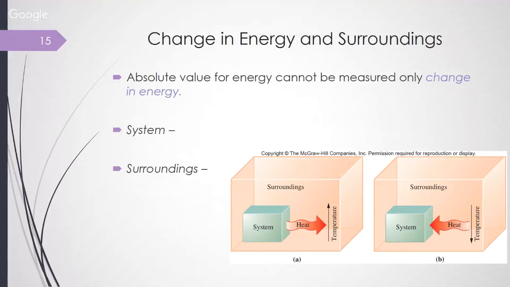So in our first box here, we see that heat is leaving the system and going into the surroundings. That tells us that this reaction is exothermic. In box B, we see that heat is coming from the surroundings and going into the system. So that tells us that this is endothermic.